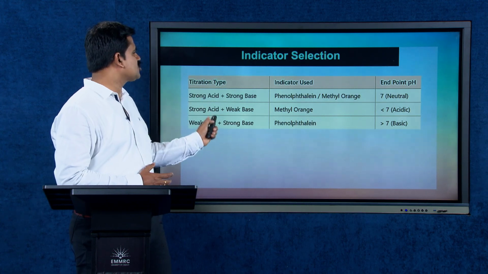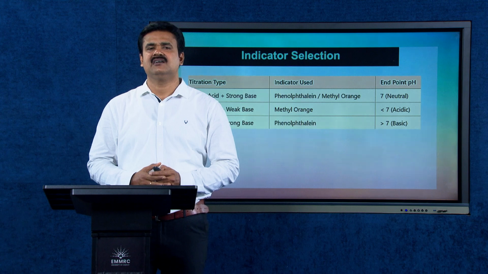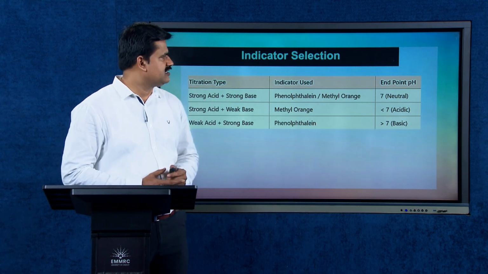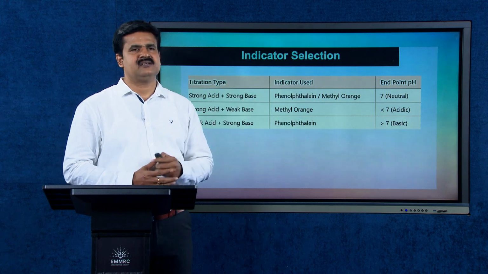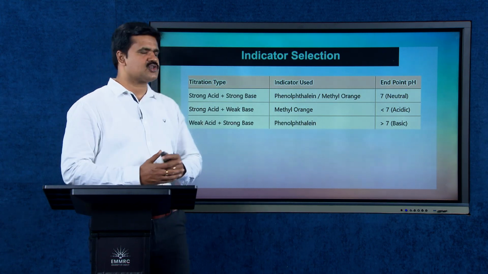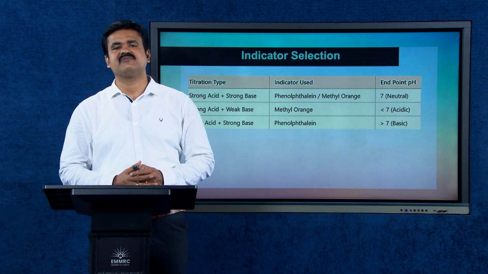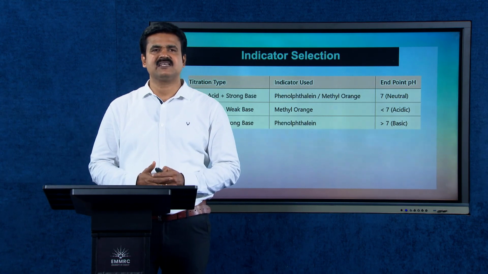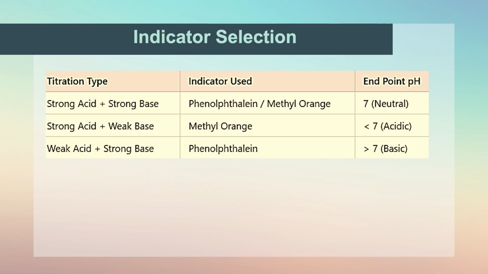However, for strong acid against weak base titration, the suitable indicator is methyl orange and the pH is less than 7 at the time of the completion of the reaction. Weak acid against a strong base can be titrated by using phenolphthalein indicator, and in the present experiment we are discussing the titration of a strong acid against a strong base.